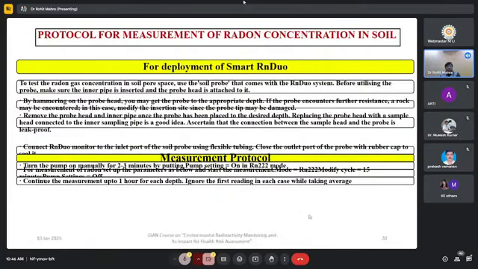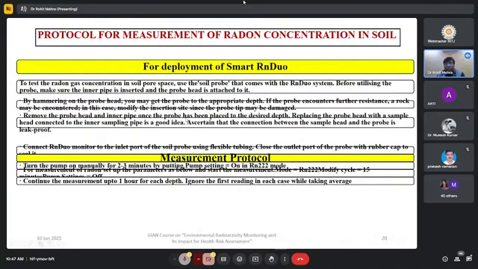Of course. Now, to deploy the radon meter for soil measurements, you have to measure the soil gas concentration with the help of the probe given with the radon meter, and you have to hammer that probe head into the soil to depth. If the probe encounters surface resistance, a rock may have been encountered. In this case, modify the insertion site. Ultimately the probe should enter the soil.